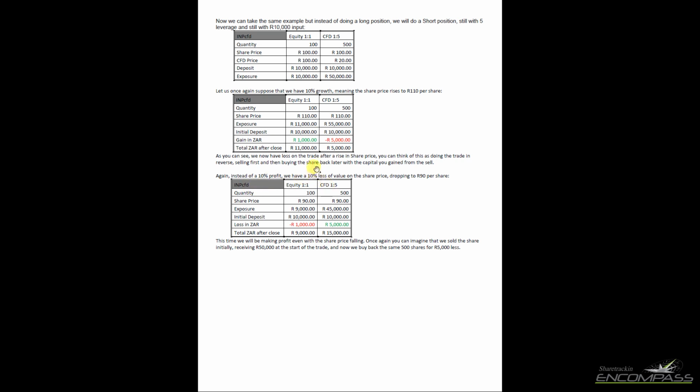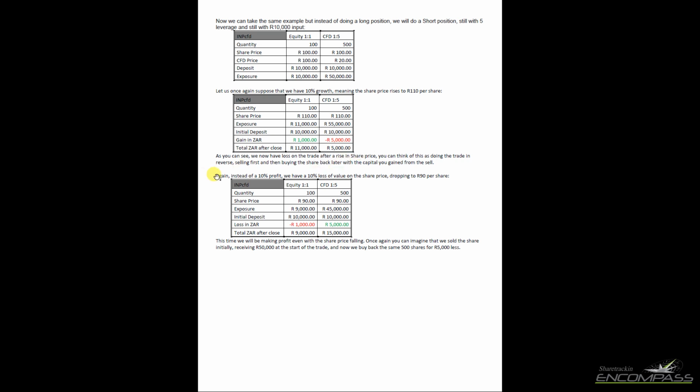But let me explain a little bit more about how that is making you a loss when the share is growing. As you can see, we now have loss on the trade after a rise in share price. You can think of this as doing the trade in reverse, selling it first and then buying the share back later with the capital you gained from the sell. So you can think of it like when you started trading the shares, you immediately sold those shares for 50,000 Rand. So you got the 50,000 Rand from the outset, and then later you're coming and buying the shares back. You need to buy the same amount though, so we now had to buy it for 55,000, and that's how we lost 5,000.